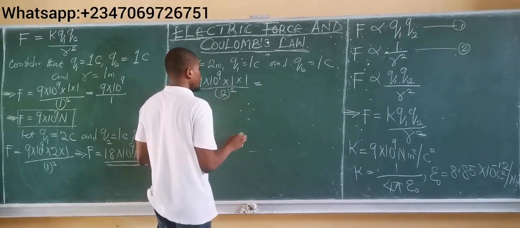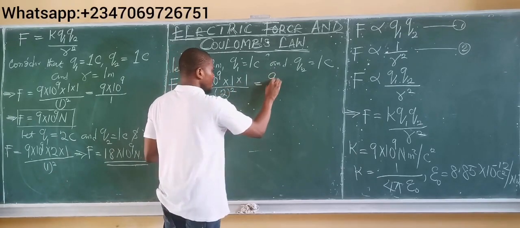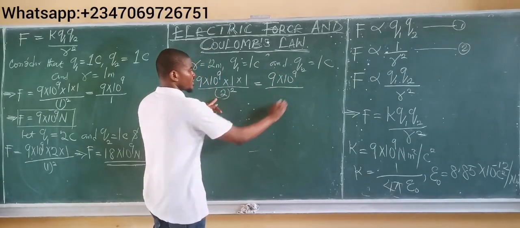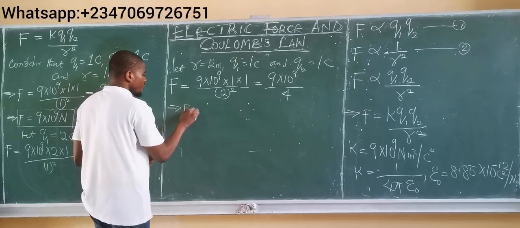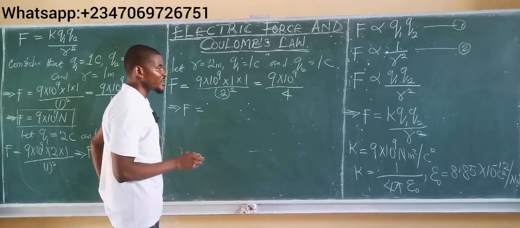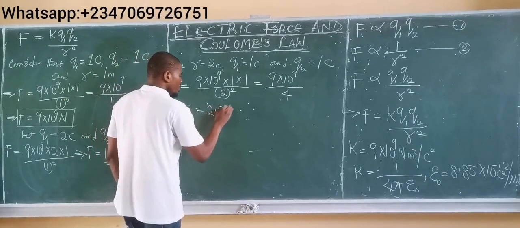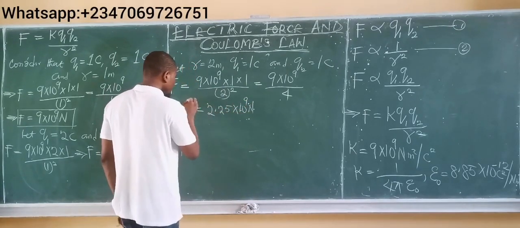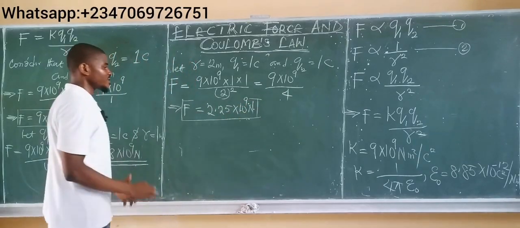Now this is going to be equal to 9 by 10 to the power of 9 multiplied by 1, which remains 9 by 10 to the power of 9, divided by 2 squared, which gives us simply 4. So this simply implies that our force of attraction between those 2 point charges becomes 9 by 10 to the power of 9 divided by 4. Let us obtain this value and see. That gives us 2.25 by 10 to the power of 9 newtons. Okay, so this becomes our force when the distance is increased.